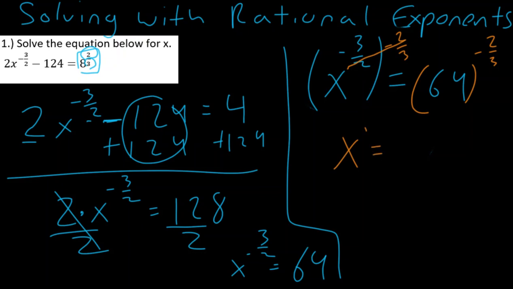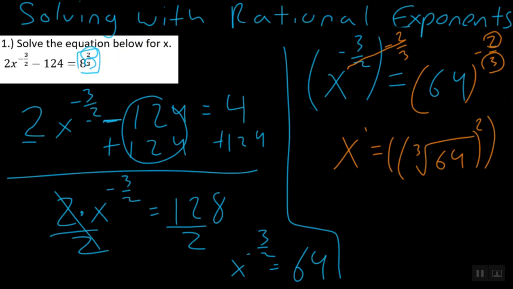Now at this point, we want to break this 64 up into 3 distinct parts. We always start with our denominator. So we can write the cube root of 64. So we'll take the cube root of 64. And then we look at the 2, and we'll take the square root. And then notice, don't forget about this minus sign. We're going to raise everything to the negative 1.